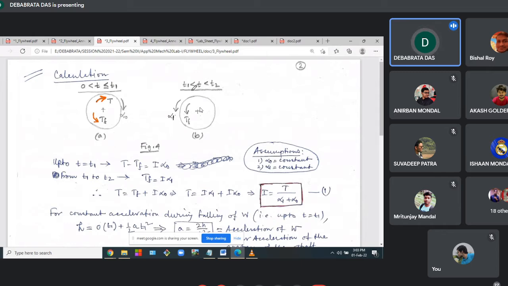Now from T1 to T2, what will happen? T becomes 0 because the wire tension becomes 0, right? So only TF is acting, and that will lead to this angular retardation alpha 1. And during the phase from 0 to T1, there will be angular acceleration alpha naught.